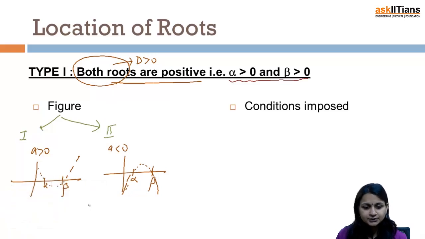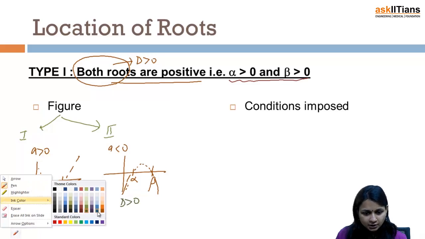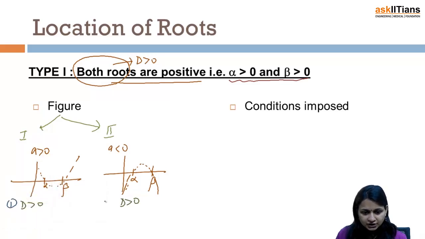Now, when I impose conditions, in the first case, let us talk about discriminant greater than 0. In the second case also, discriminant greater than 0. Let's talk about minus b upon 2a. This is my first condition, minus b upon 2a. In the first case it will be the value at which the minimum occurs.